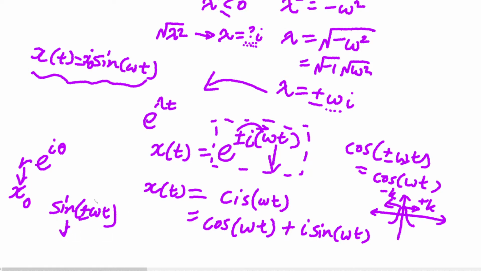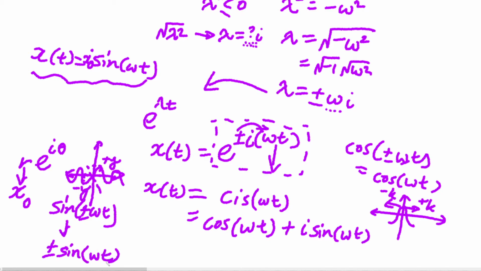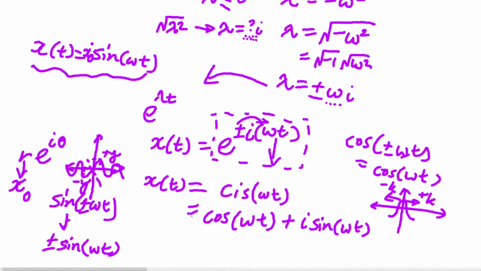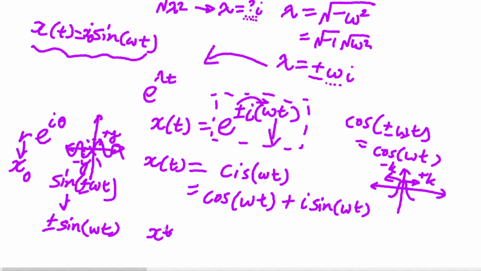And in the meantime, you have this sine plus or minus omega t, which, because sine is an odd function, i.e. it is sort of rotationally symmetric around 0, 0, and so if you have a x here leading you to a positive y here, then the negative x will lead you to that negative y here, meaning that sine plus or minus omega t is plus or minus sine omega t, leading us to the conclusion that x(t) is cos omega t plus or minus i sine omega t.